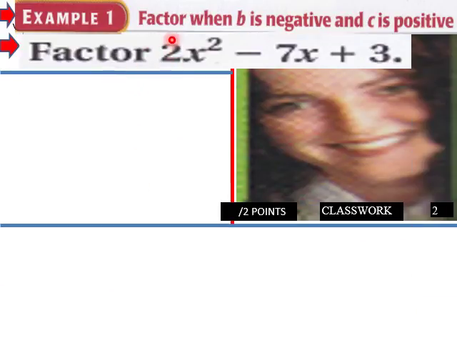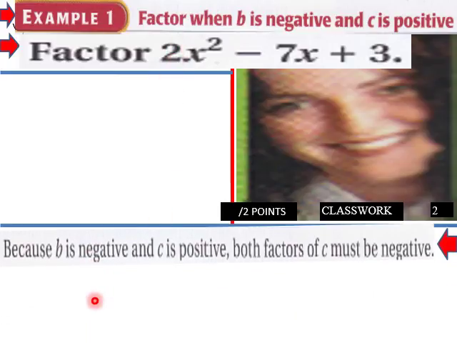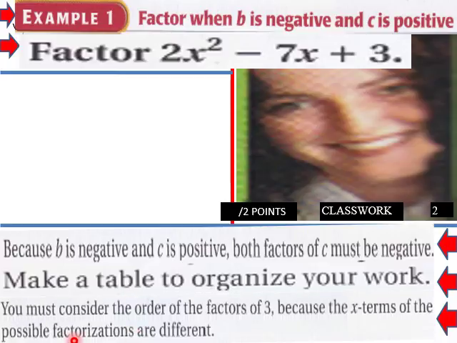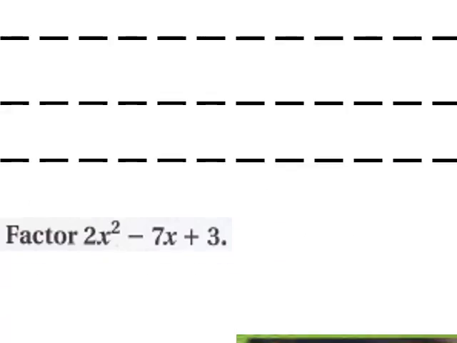This approach, when we have a 2 here rather than a 1 for our a member of our trinomial, factor when b is negative and c is positive. So we've got a negative b and a positive c, and we have an a here that's not 1. Because b is negative and c is positive, both factors of c must be negative to come up with your negative b. Make a table to organize your work. You must consider the order of the factors of 3 because the x terms of the possible factors will be different due to ordering.